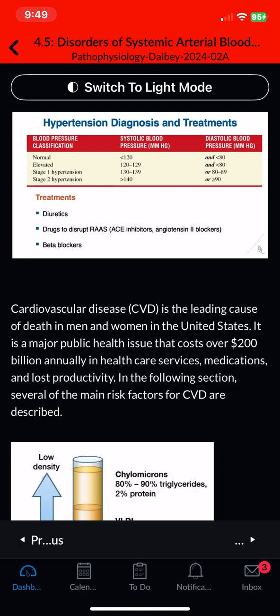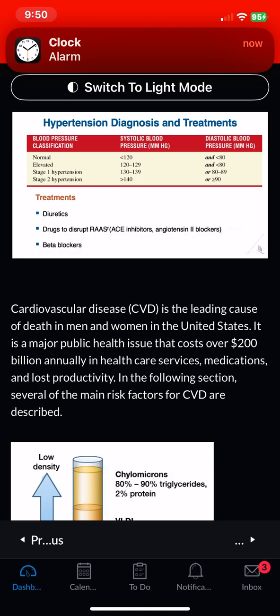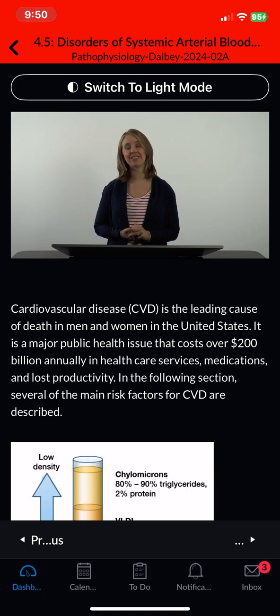There are also drugs that can disrupt the RAS system, or the renin-angiotensin-aldosterone system. These will decrease water retention and also cause vasodilation. And beta blockers are a class of drugs that block the input of the sympathetic nervous system. So this will cause vasodilation and also decrease the contractility and workload of the heart and thereby decrease blood pressure. And that concludes our discussion of the disorders of the systemic arterial blood flow.